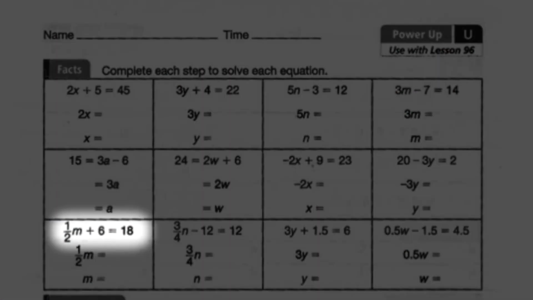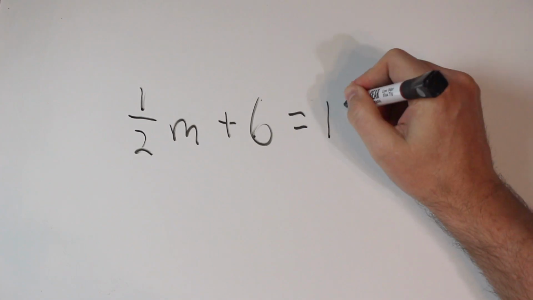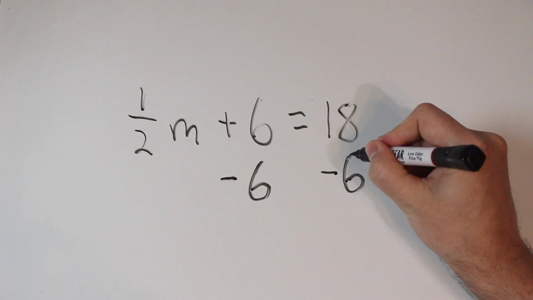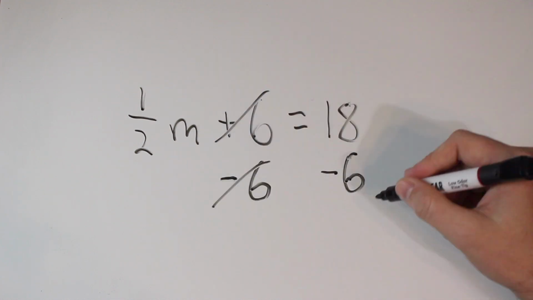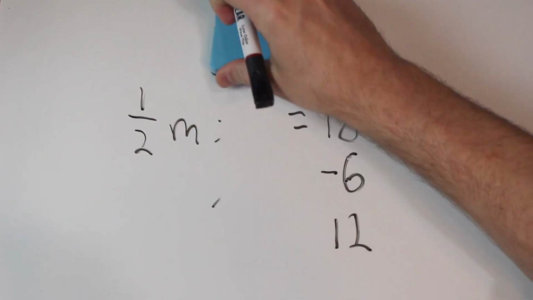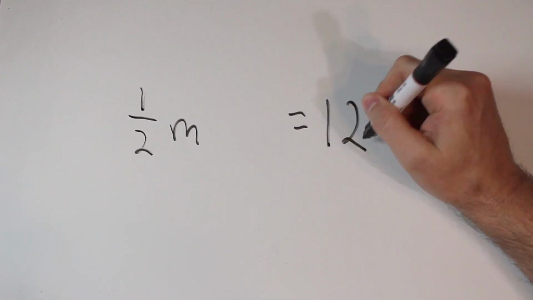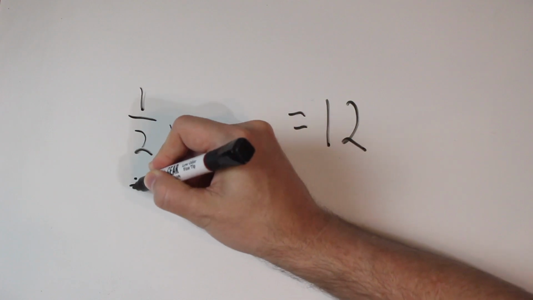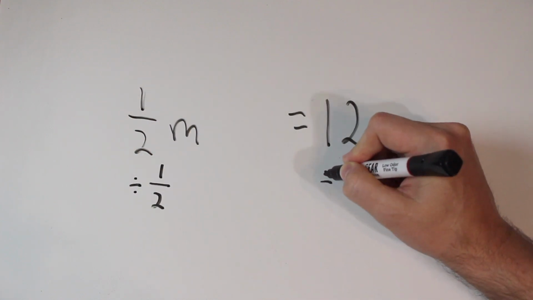1/2 m plus 6 equals 18. First step, undo the addition. Subtract 6 from both sides. Now we have 1/2 times m equals 12. Now we have to undo the multiplication. To do this, we must divide both sides by 1/2.